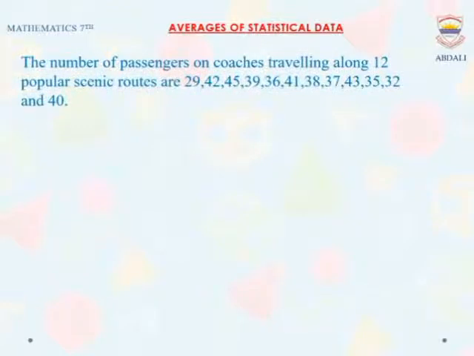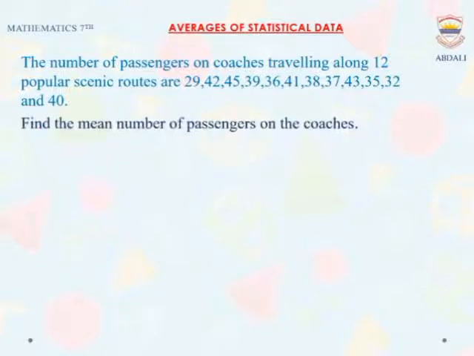The number of passengers on coaches traveling along 12 popular scenic routes are 29, 42, 45, 39, 36, 41, 38, 37, 43, 35, 32 and 40. So these are the numbers of passengers on coaches traveling on 12 popular routes. What we have to do is find the mean number of passengers in these coaches. Okay, let's start our solution.